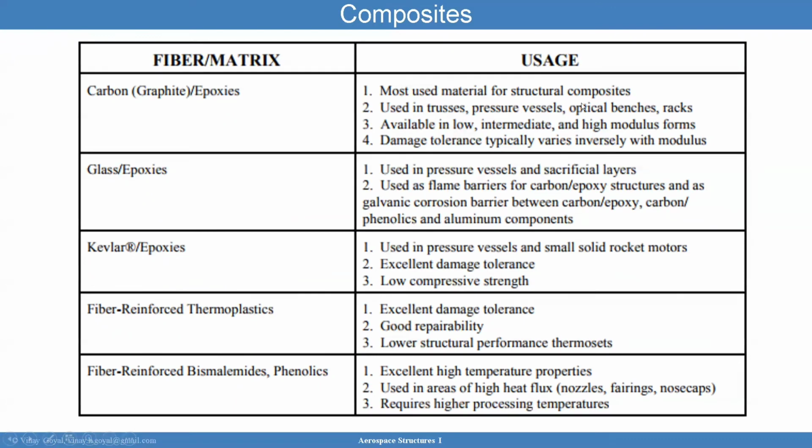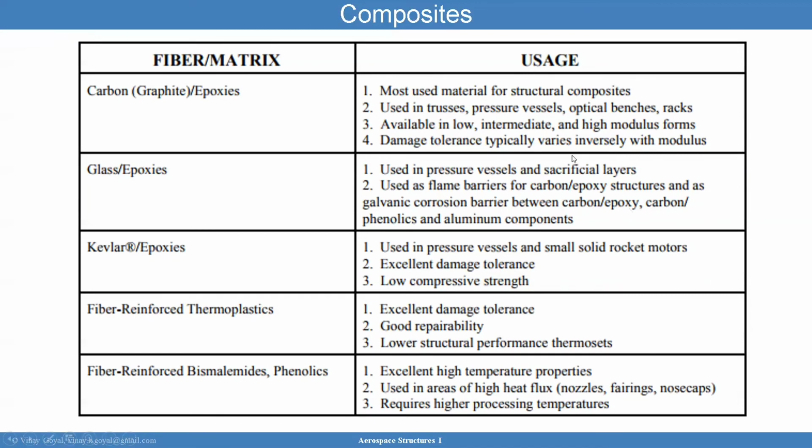They're used in trusses, pressure vessels, optical benches, and racks, and they're available in low, intermediate, and high modulus forms. The damage tolerance typically varies inversely with modulus. Glass epoxies are used in pressure vessels and sacrificial layers, mostly as sacrificial layers. They're used as flame barriers for carbon epoxy structures. And you'll also see glass epoxies used as a barrier for galvanic corrosion between carbon epoxy and, say, aluminum components.